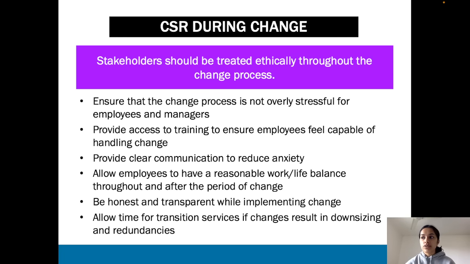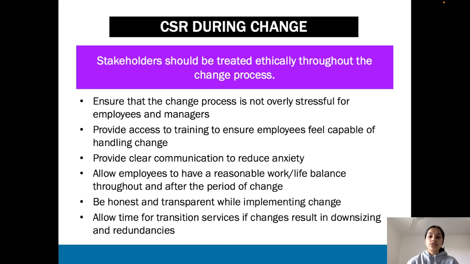So maybe if the business was changing the software that it used, they might provide training, or they might give extra training to a particular employee so that they feel more capable of handling the change. So maybe there was a standard training that everyone had to go through, but then one particular employee still felt incompetent with the change, and so the business might want to look at providing additional training and support to that employee so that they feel more confident with that change.